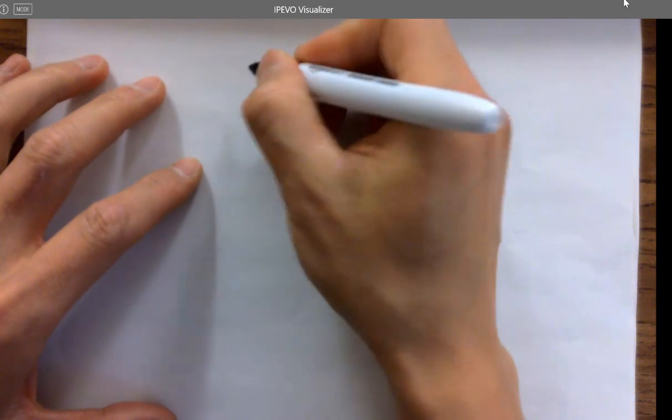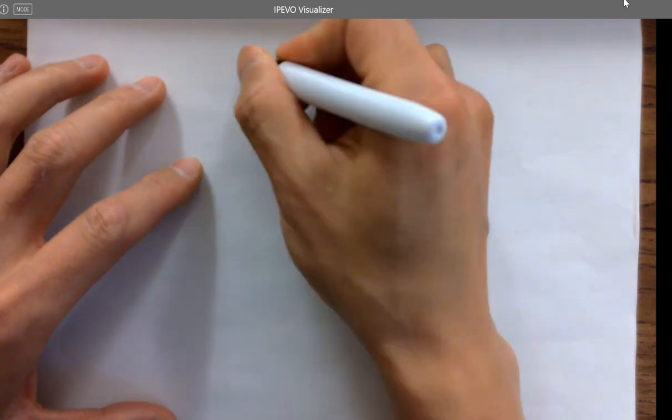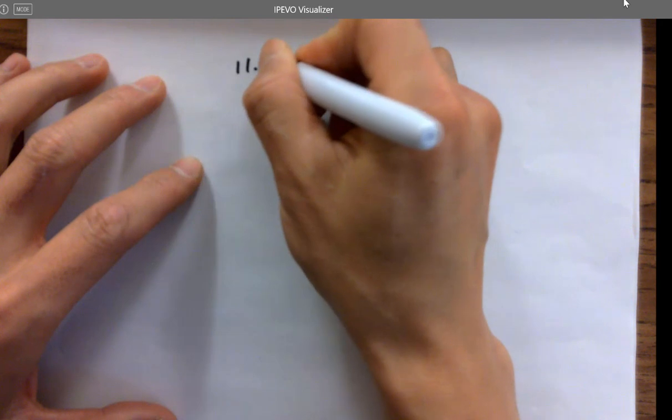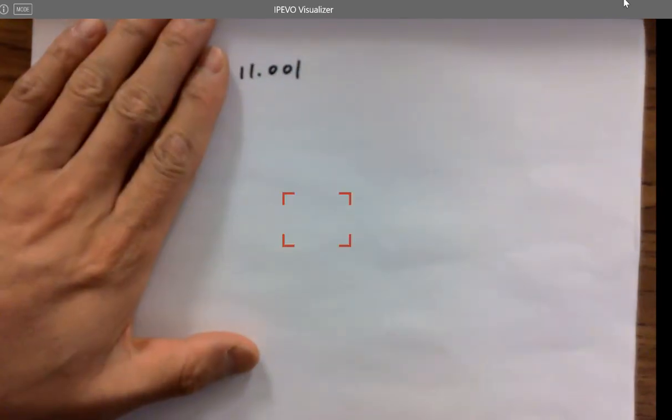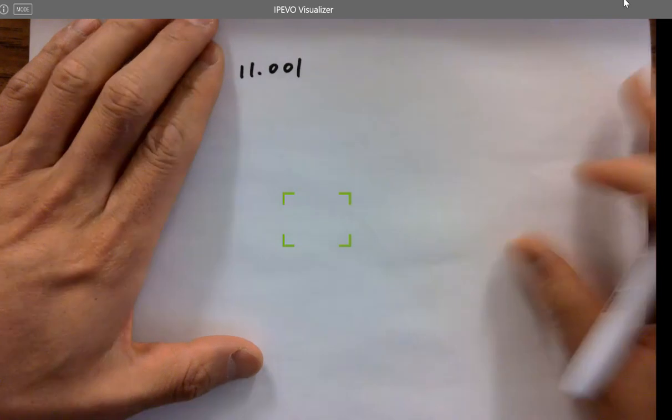Before we get into the tutorial for today's class, I want to make sure you understand the fundamental logic things. So if I have a binary number, for example, 11.001, just a review on logic.